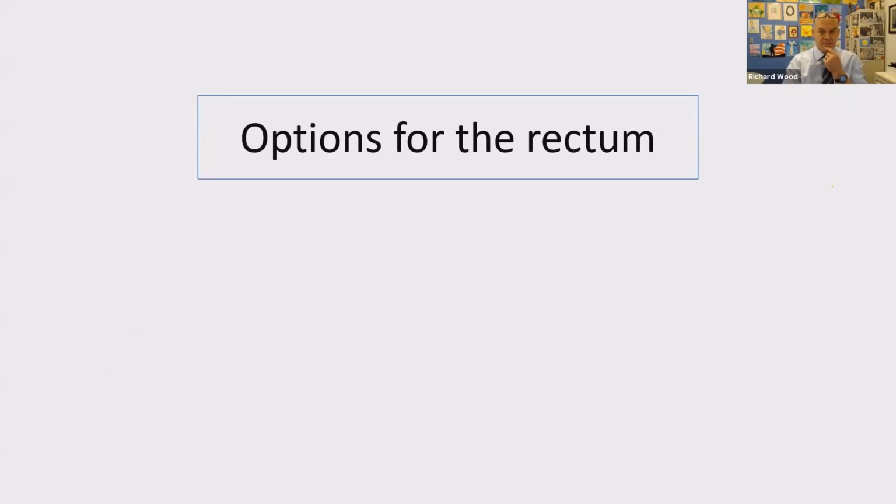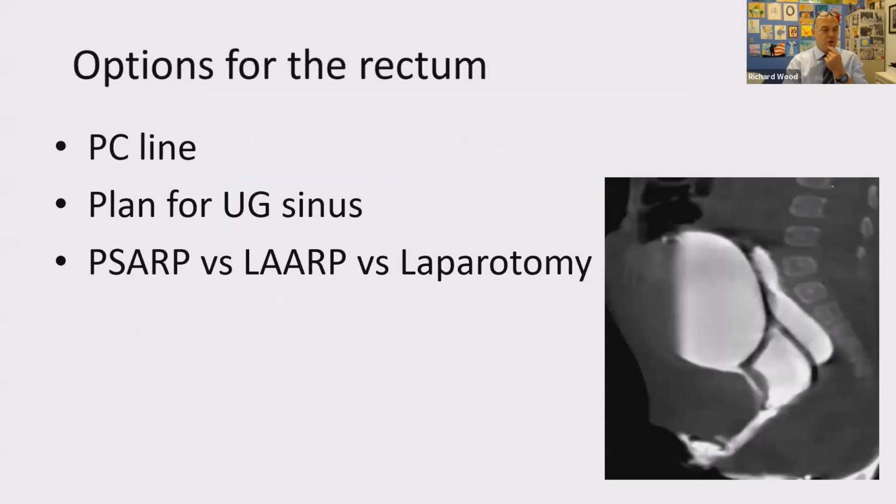What about the rectum? It's important when we talk about the rectum that we consider what the position of the rectum is in relationship to the PC line. The PC line lies here from the bottom of the pubis to the coccyx. And we can see in this particular case that the rectum is way above the PC line. That means if we open up posterior sagittally, we're not going to find the rectum very easily.